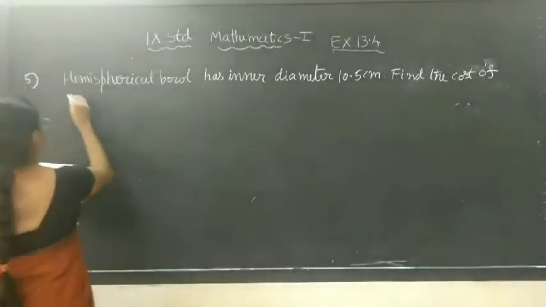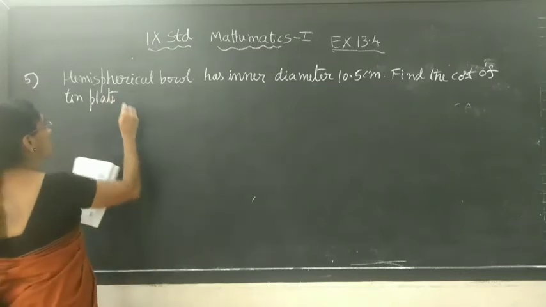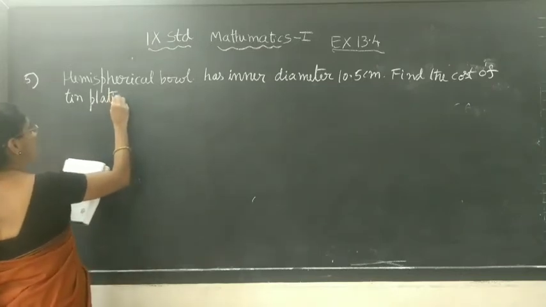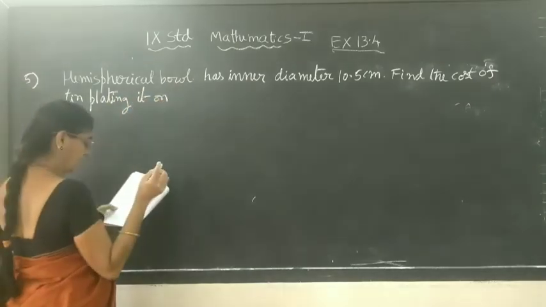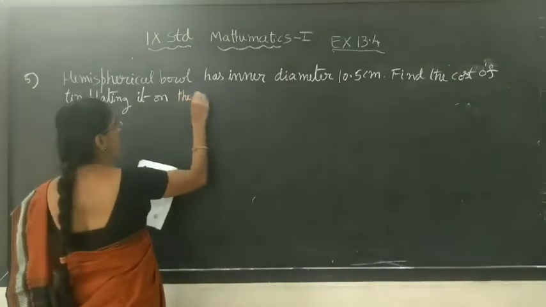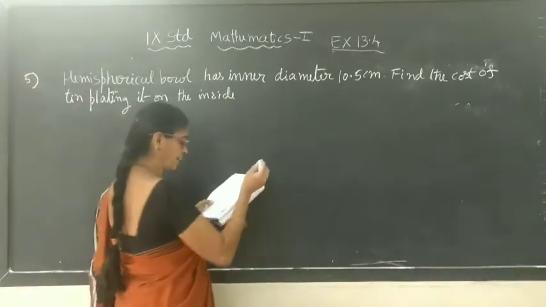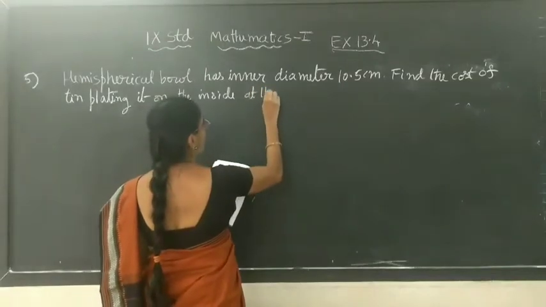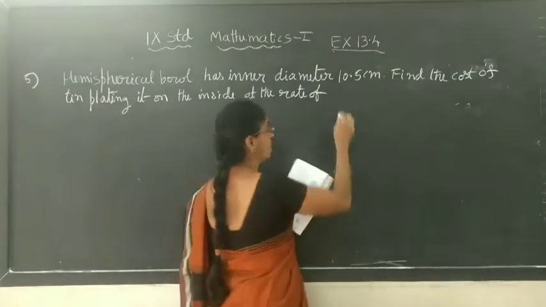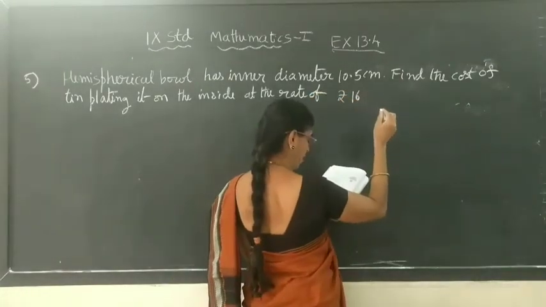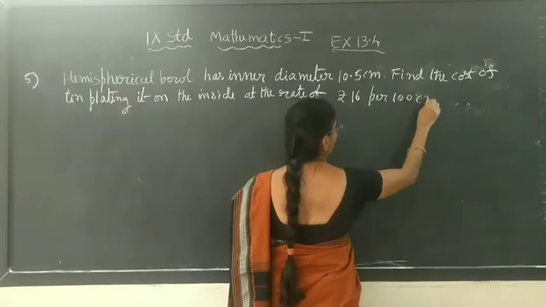tin plating. The metal tin, they want to put the plate, tin plate we have to put. So cost of tin plating it on the inside, at the rate of rupees 16 per 100 centimeter square.